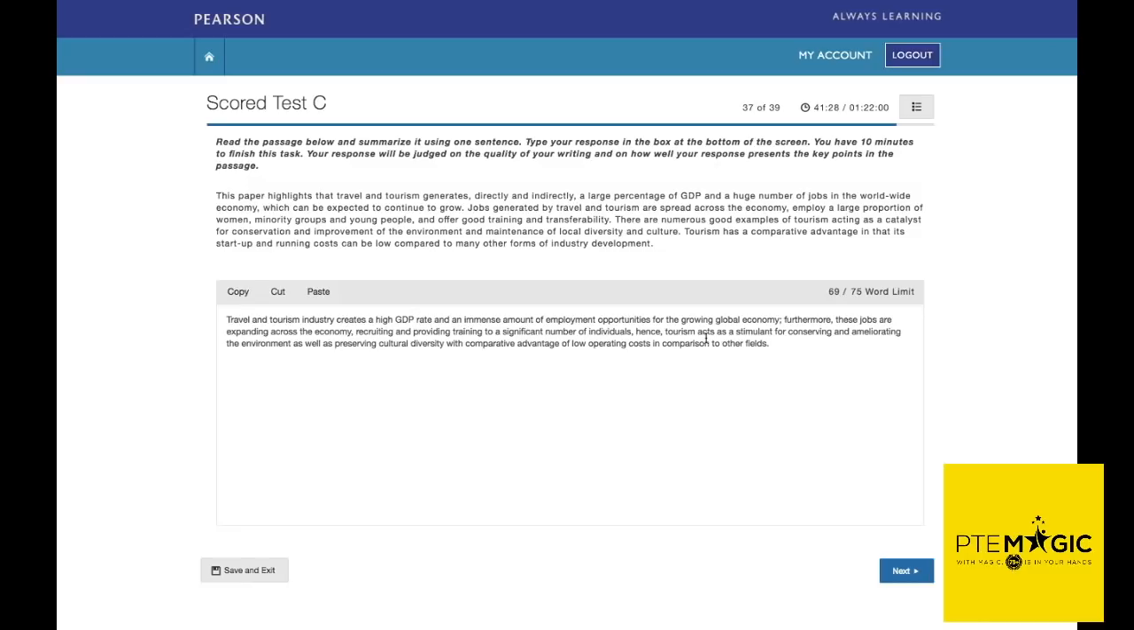Grammar should be all correct, and there shouldn't be any spelling mistakes. We also have all the linking words here. Furthermore, hence, two is probably enough. Okay, and we included all the keywords in here, like travel and tourism, you know, GDP, employment opportunities, global economy, recruiting, training, conserving environment, diversity, comparative advantage, low cost, right, and within the word count limit. Okay, let's move on.